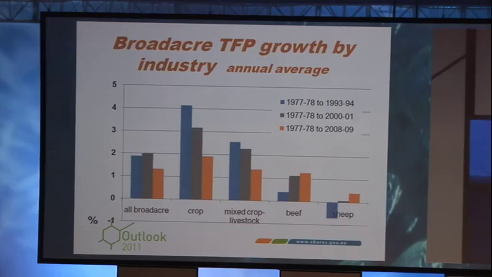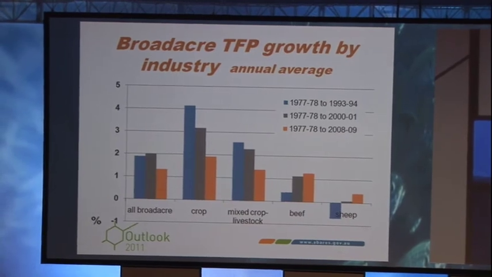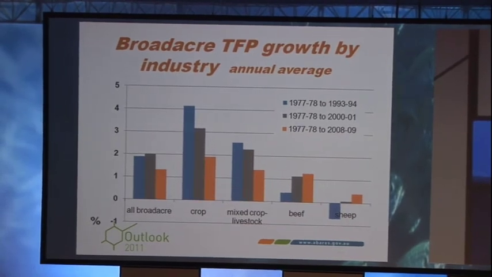Industry-wise, interesting story. I'd focus on industries here. Cropping had very high productivity through to the mid-90s, and has fallen off very substantially if you look at the orange columns over the more recent period. So why is that? Well, there's probably a range of factors, including seasonal conditions, but there'll be other factors I'll touch upon in a moment.